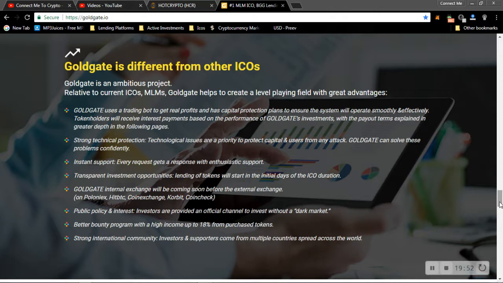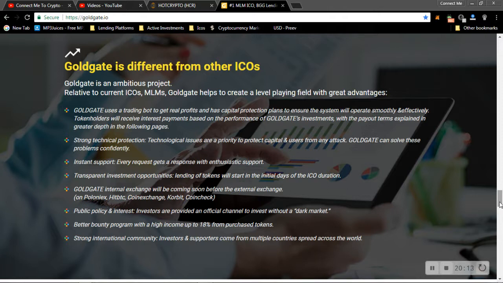Strong technical protection. Technological issues are a priority to protect capital and users from any attack. Goldgate can solve these problems confidentially. Instant support. Every request gets a response with enthusiastic support. Transparent investment opportunities. Lending of tokens will start in the initial days of the ICO duration.